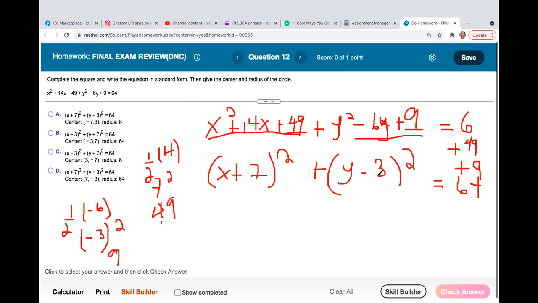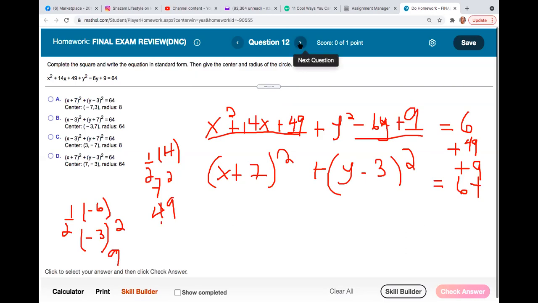It's not a difficult process, guys. This is just completing the square twice. That's all. But you got to know how to do that. And of course, use some good old-fashioned common sense.